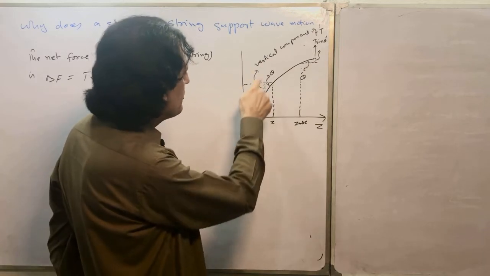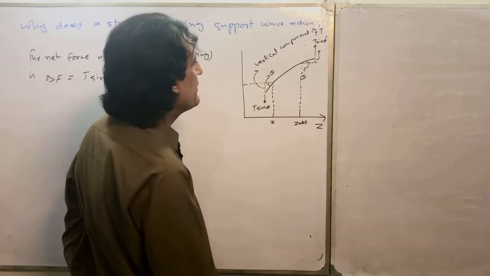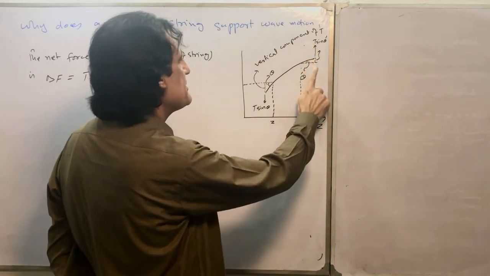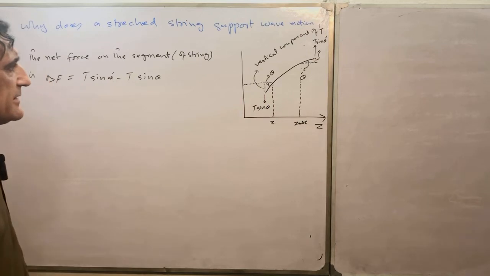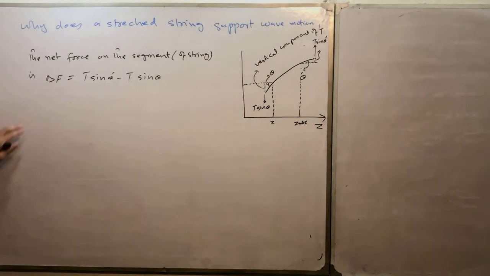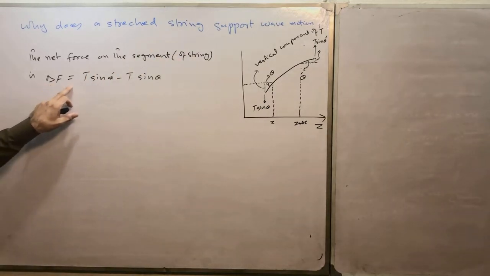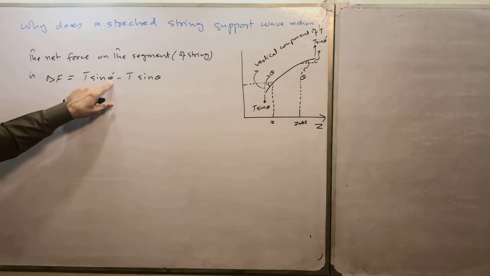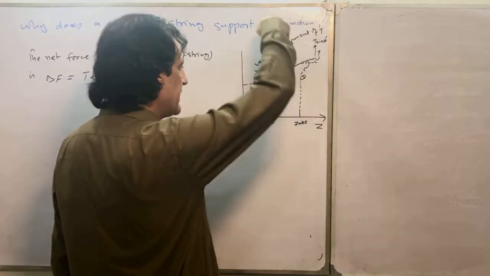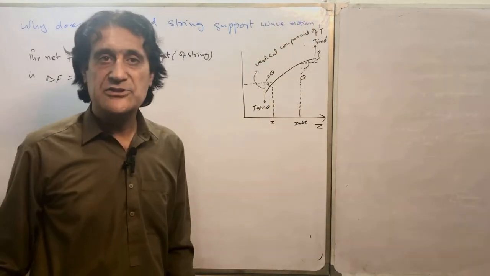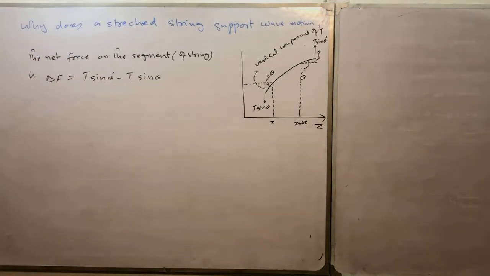Then we have two components. One is T sine theta, whose vertical component is in the downward direction, and T sine theta prime, which is in the upward direction, and the horizontal components cancel the effect of each other. Then the net force on this segment of string must be equal to delta F, which is equal to T sine theta prime minus T sine theta, because one force is in the upward direction and the other is in the downward direction, so the net force must be the subtraction of these two components.